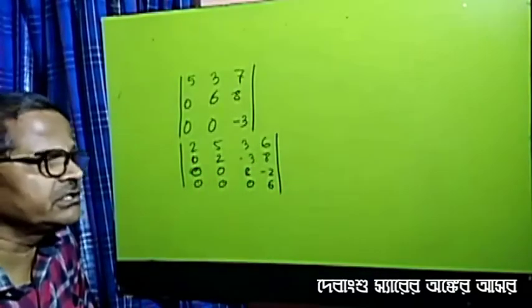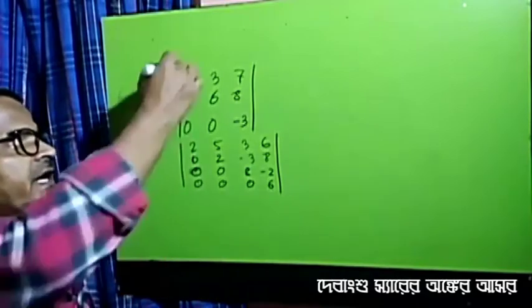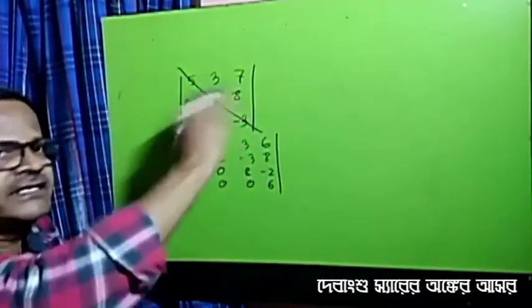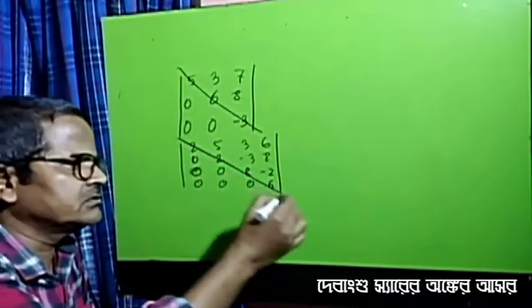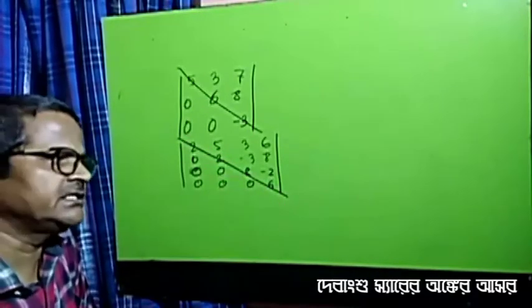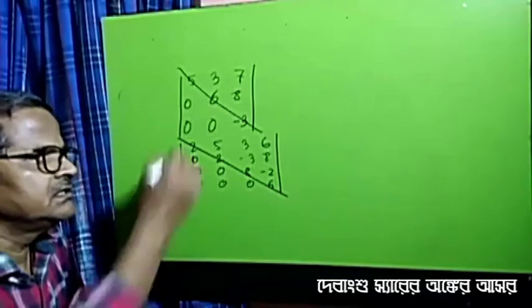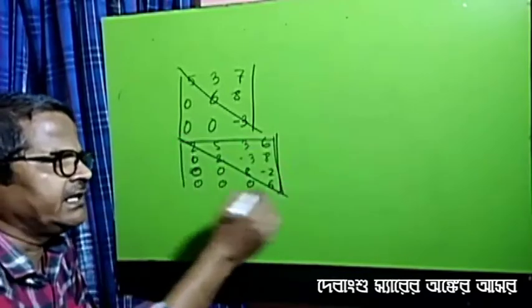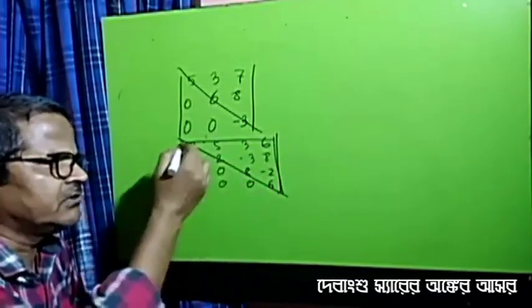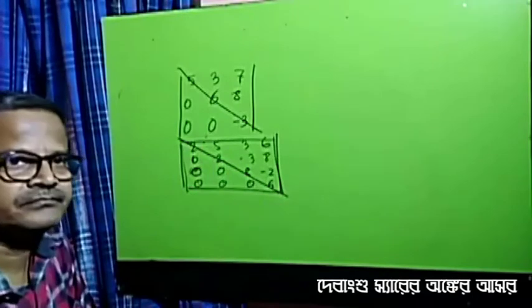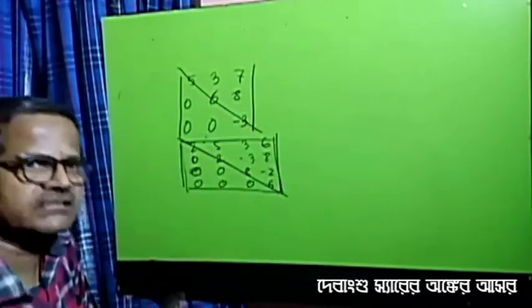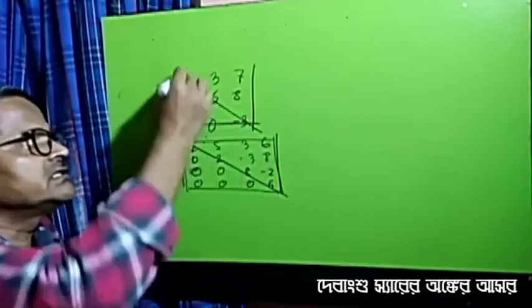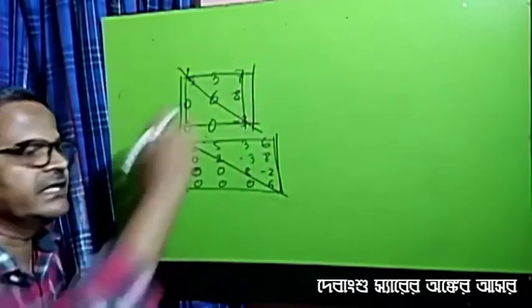Now, in these two determinants, observe that a diagonal divides the determinant into two parts. In this also, the diagonal divides the determinant into two parts. This is called upper triangle, and this is called lower triangle. Here also there is a lower triangle and an upper triangle.